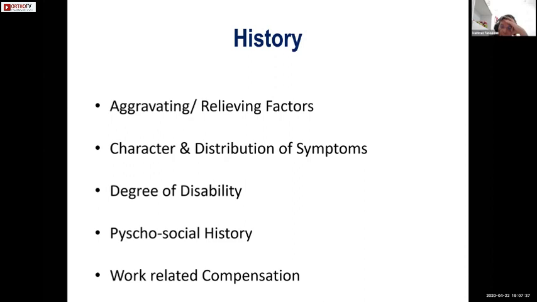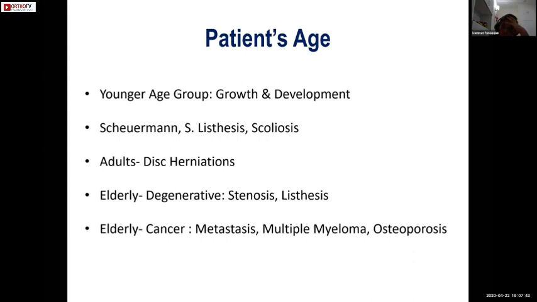Patient's age also is very important when we are taking history. For example, in the young group, most of the problems will be related to growth and development. For example, Scheuermann's disease or isthmic spondylolisthesis or scoliosis. These are all problems of the young age when they are growing and developing. And in young adults, disc herniation is very common. So we need to keep in mind the age of the patient when taking history.